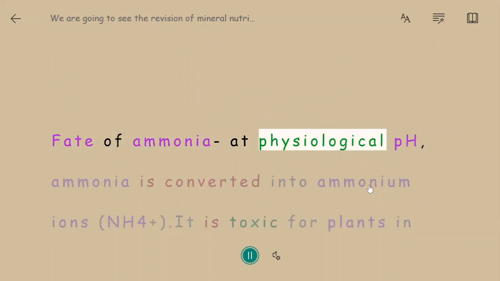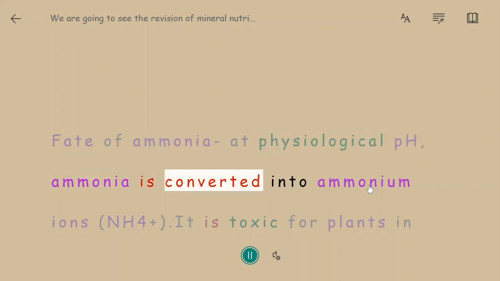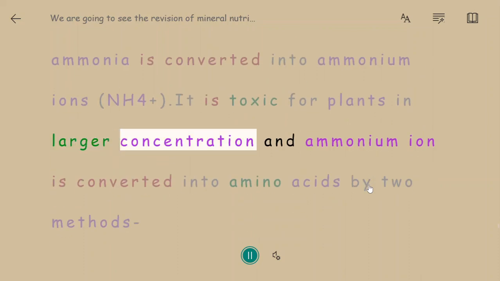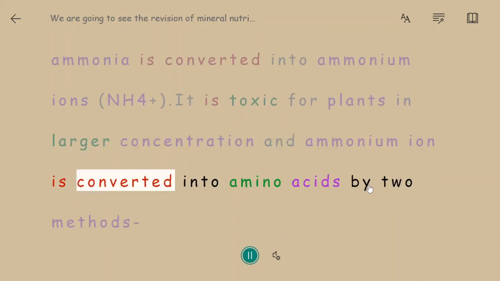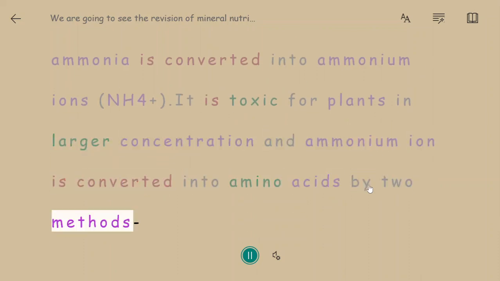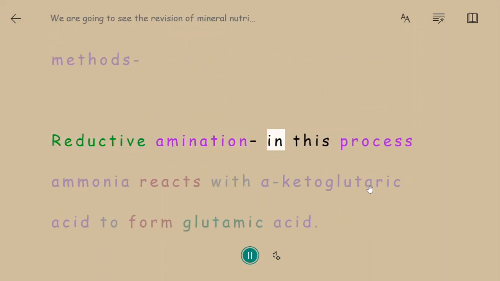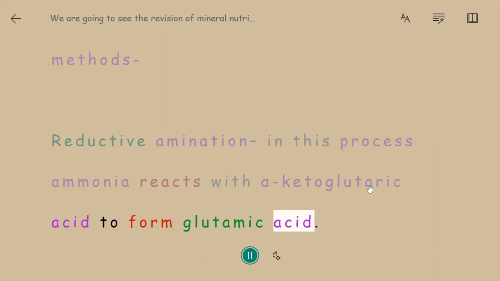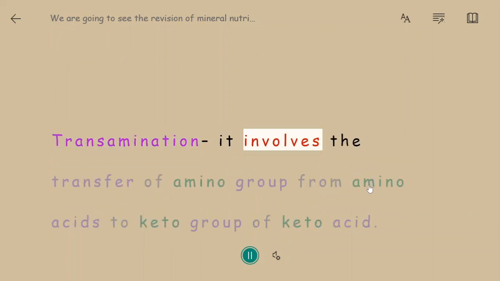Fate of ammonia at physiological pH. Ammonia is converted into ammonium ions, NH4+. It is toxic for plants in larger concentration, and ammonium ion is converted into amino acids by two methods. Reductive amination: in this process ammonia reacts with alpha-ketoglutaric acid to form glutamic acid. Transamination: it involves the transfer of an amino group from amino acids to the keto group of a keto acid.